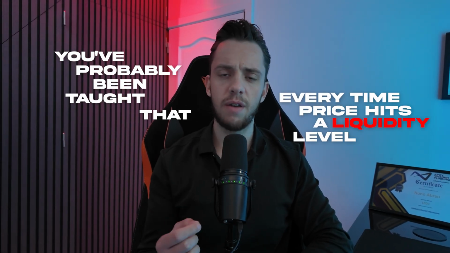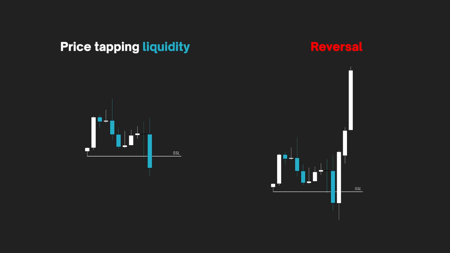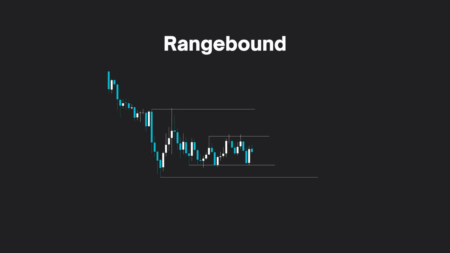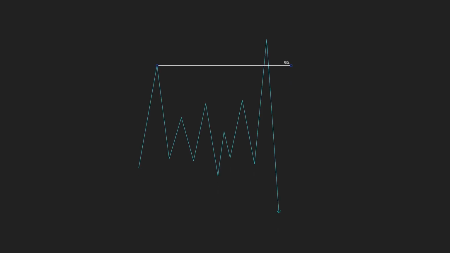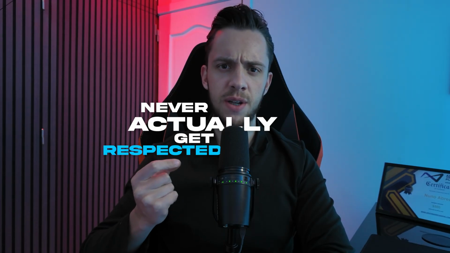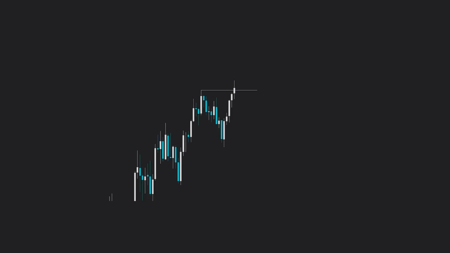You've probably been taught that every time price hits a liquidity level, it will then reverse and seek opposing liquidity. If this was true, the market would permanently be in range-bound conditions. These liquidity sweeps can look clean in theory, but a lot of the times these levels never actually get respected and price just shoots straight through them.